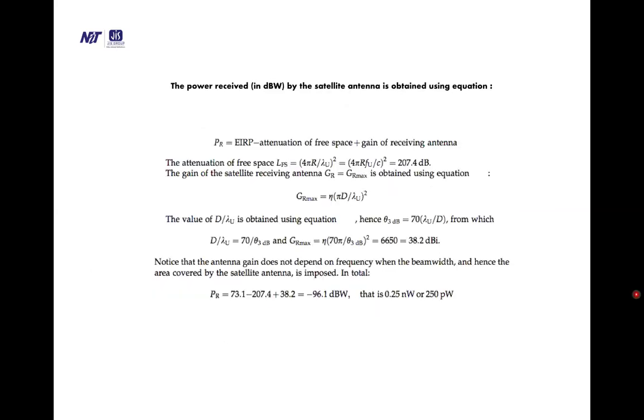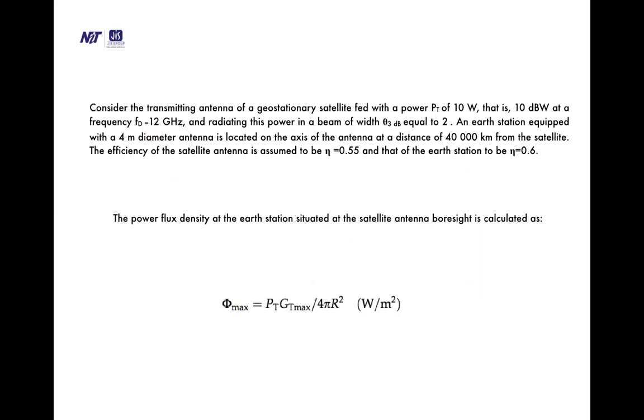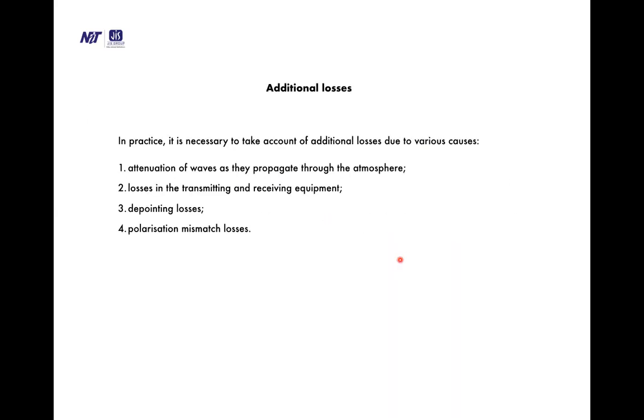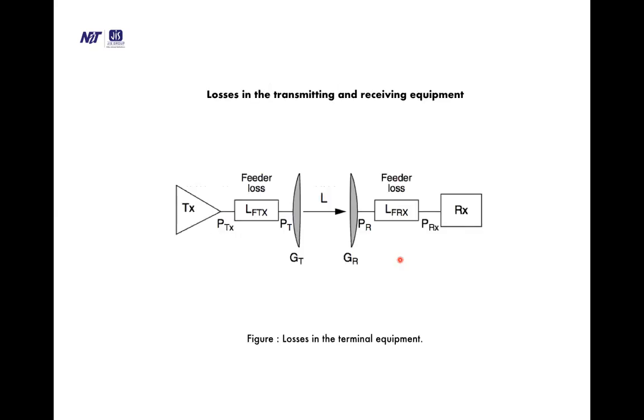This is a sum it is showing. Already we have discussed this one. So there are additional losses. In practice, it is necessary to take account of additional losses due to various causes. Number one, attenuation of waves as they propagate through the atmosphere. Losses in the transmitting and receiving equipment. Depointing losses, polarization mismatch losses. So these are the losses, as shown.